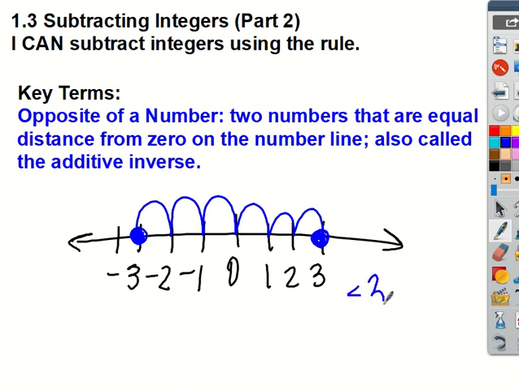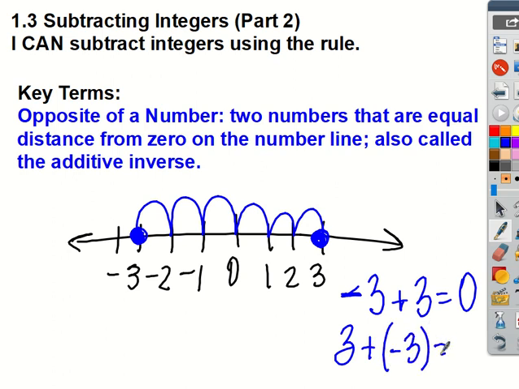So -3 plus 3 ends up being an additive inverse, right? Equals 0. And I want to show you guys this too, because some people are still not understanding that those are the same thing by the commutative property of addition. -3 plus 3 is the same as 3 plus -3, equaling 0.